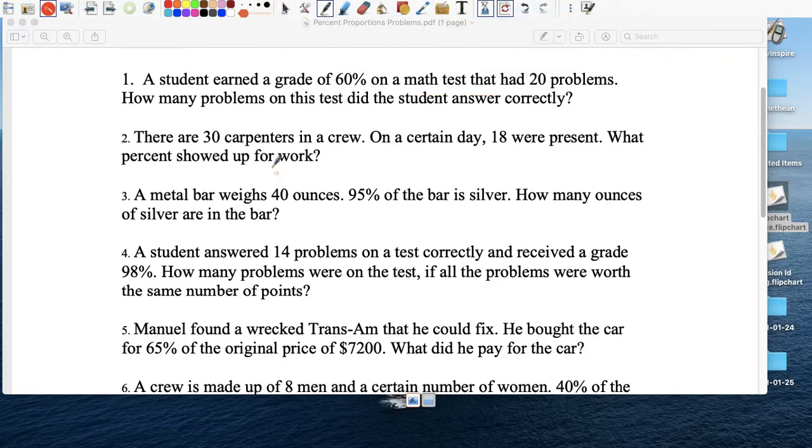Okay, so there are 30 carpinteros. I hope that's how you say it in Spanish. Part, total. 30 carpenters. On a certain day, 18 vinieron a trabajar. De 30, 18 vinieron a trabajar. ¿Qué porcentaje es eso? 18 out of the 30 carpenters came to work. So, what percent came to work?